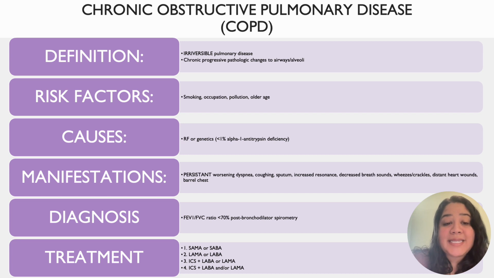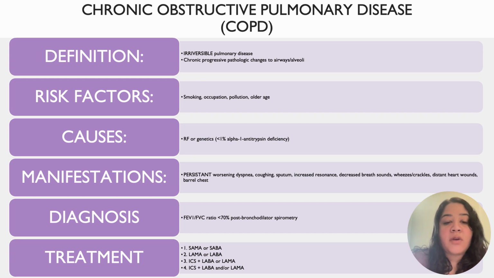Manifestations include persistent worsening dyspnea, coughing and sputum, increased resonance, decreased breath sounds, wheezing, crackles, distant heart sounds, and barrel chesting. And the reason the heart sounds are distant is because our AP diameter is getting wider, which means that it's actually becoming difficult to hear heart sounds.